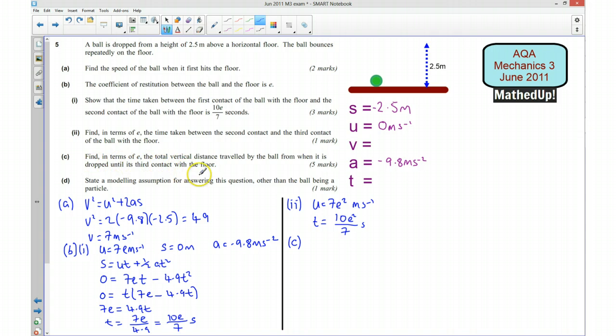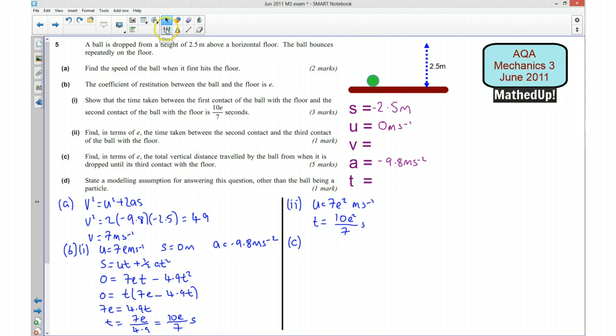Find in terms of e the total vertical distance travelled by the ball from when it is dropped until its third contact with the floor. So what we're looking for is when it was first dropped, it's travelled 2.5 meters, it's then bounced, and then it's reached another height, and then it's travelled some more, so that's between the first and second contact. Then it's bounced again, and then it's dropped again, and that's between the second and the third contact. So there's actually three phases to this that we need to work through.